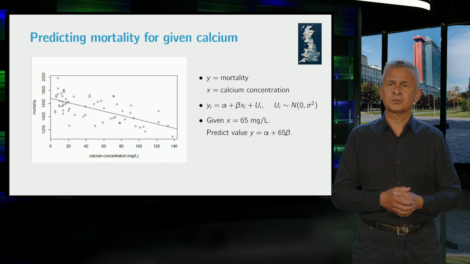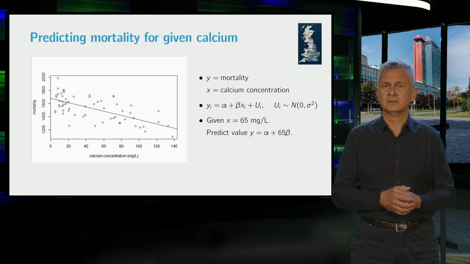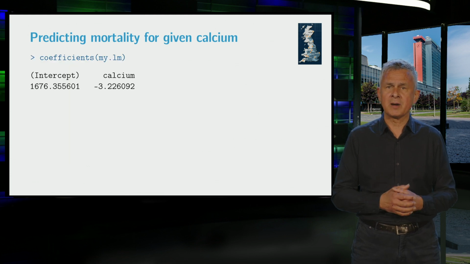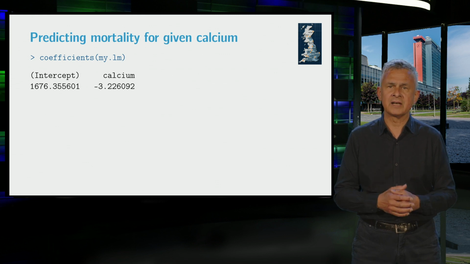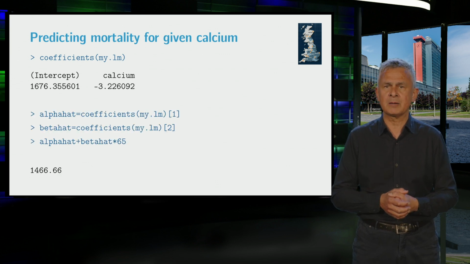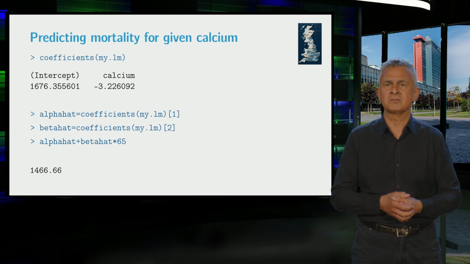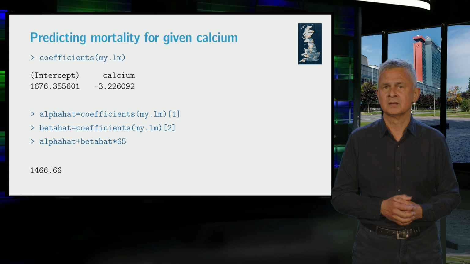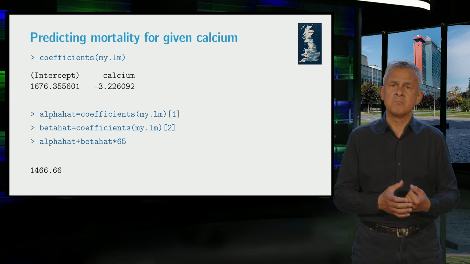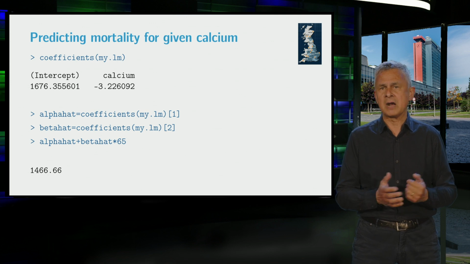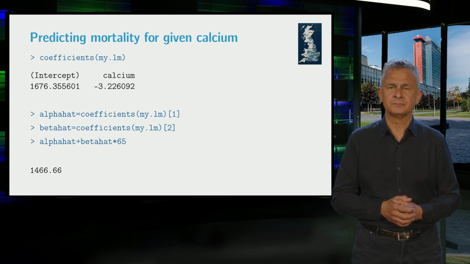Now finally, another research question is the following. Given calcium concentration 65 milligrams per liter, can you predict the corresponding mortality rate? Of course, one could do this simply by hand using the least squares estimates. This can be done by extracting the estimates from the fitted LM object and computing the value of alpha hat plus beta hat times 65. We find that at calcium concentration 65, mortality is predicted to be about 1467.